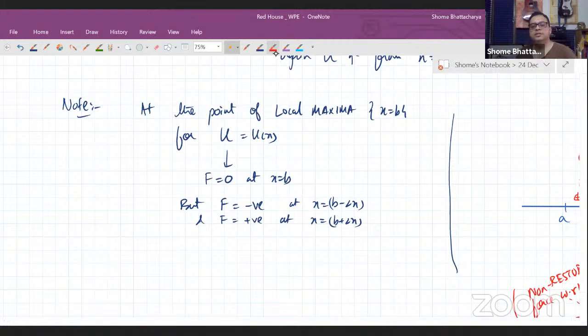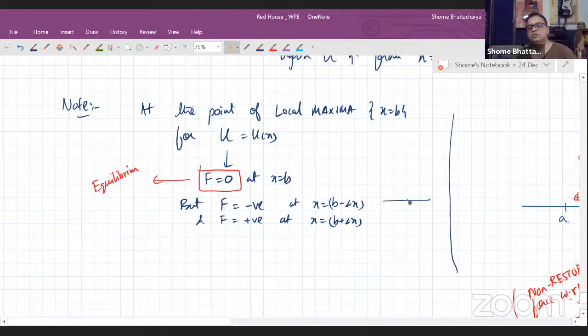Okay. So that means force is 0 at b. That means there's an equilibrium point. Okay. But on either side of the equilibrium point, you can see that if this is your x equal to b, now at this point the force is like this, and at this point the force is like this. So these are non-restorative forces.